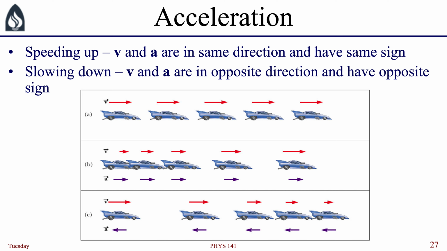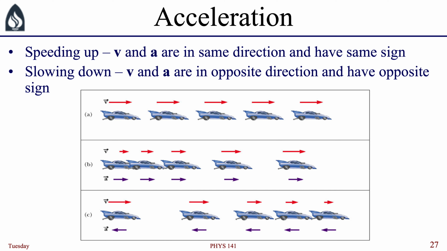So if we think about the relationship between acceleration and velocity, we can see that the direction of the velocity vector and the direction of the acceleration vector are related to each other and depend on the motion of the object. So if you have an object that's speeding up, the velocity and the acceleration vectors point in the same direction, and the velocity and acceleration would have the same sign if the motion is in one direction. If, on the other hand, the object is slowing down, the velocity and the acceleration would be in the opposite direction and have opposite sign.